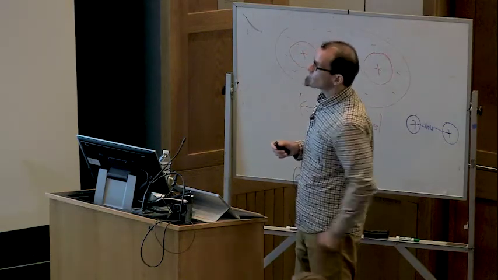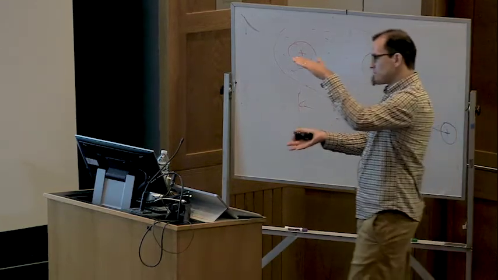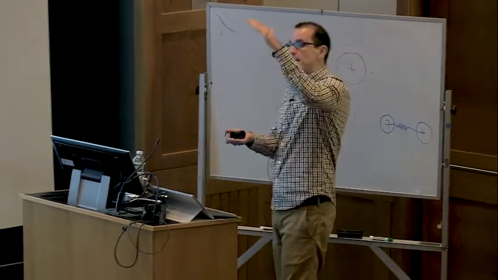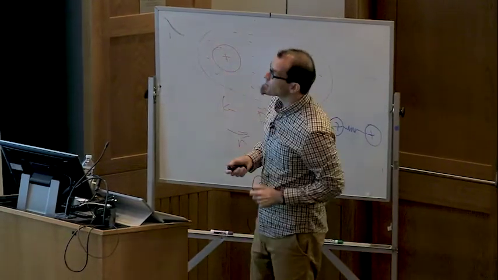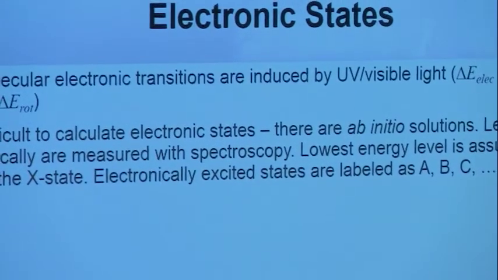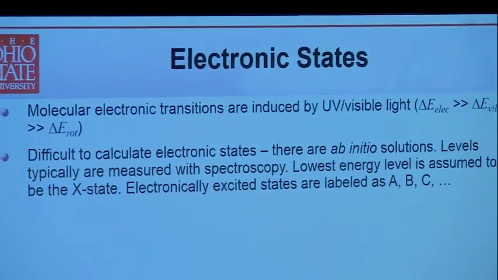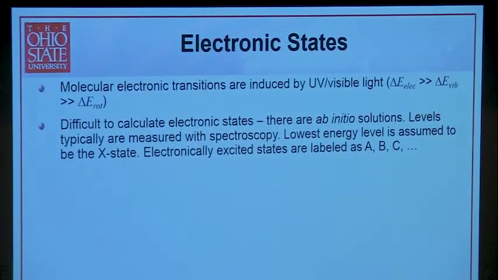Okay? All right, so let's talk about, if you notice on those potential energy diagrams, the energy gap is very large to go from one transition to another. So that usually corresponds to visible or usually UV light. It's difficult to calculate the electronic states. There are ab initio solutions, but typically they're measured with spectroscopy, and then you end up assigning it. Again, the lowest level is the X state, and the electronic states typically go A, B, C, etc.